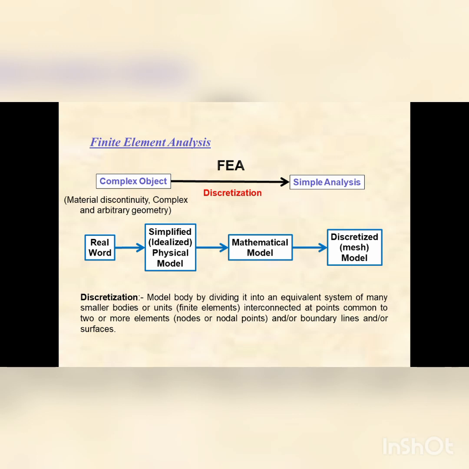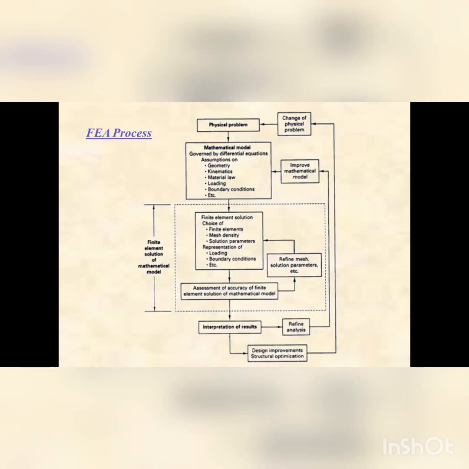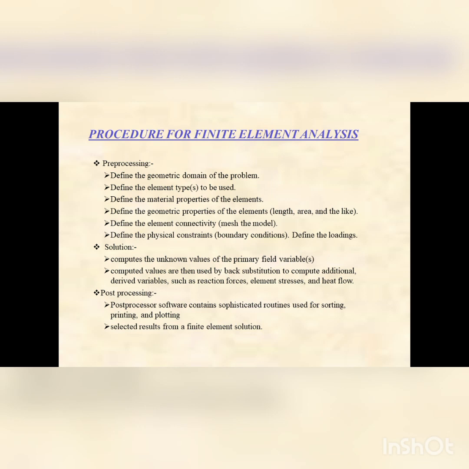The simpler FEA process is shown in our figure. The flowchart shows how the FEA process discretizes the problem in an easier way. Now look at the procedure for finite element analysis. It comes with a three-part processing system: pre-processing, solving and post-processing.